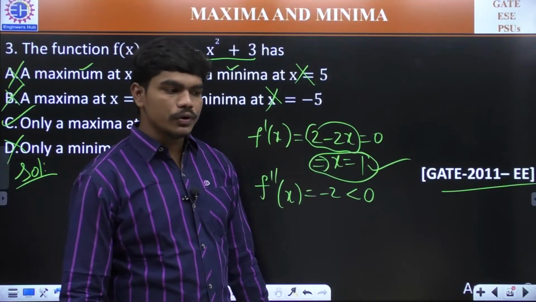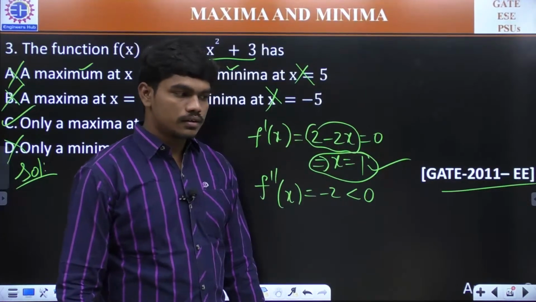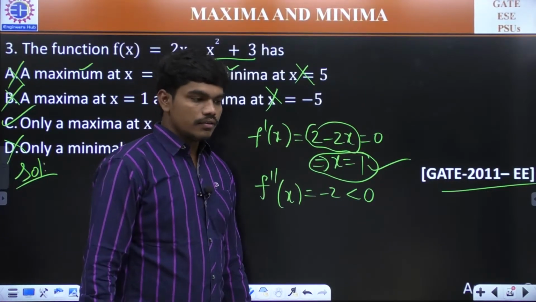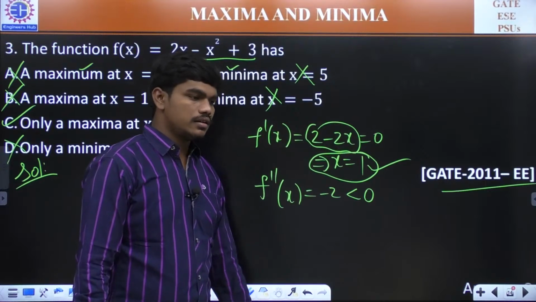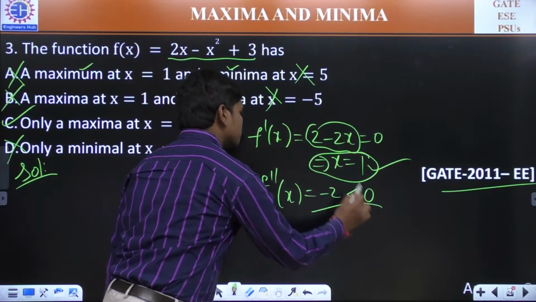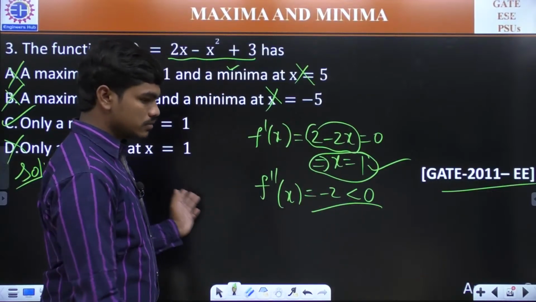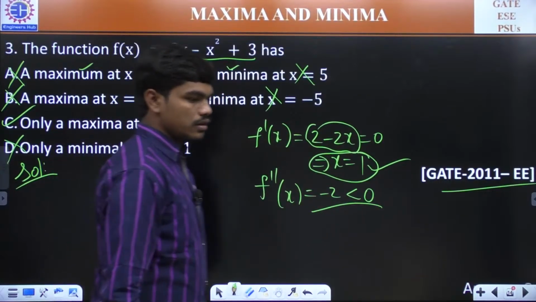Is that clear to all of you? Fine. It's a very simple question. You can solve this easily. I told you, if the second derivative at any point is less than 0, then of course the function has a maximum there. Fine.